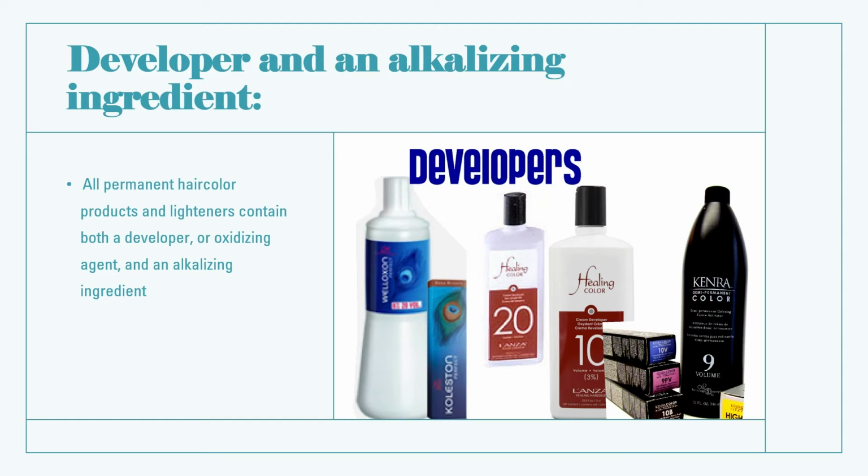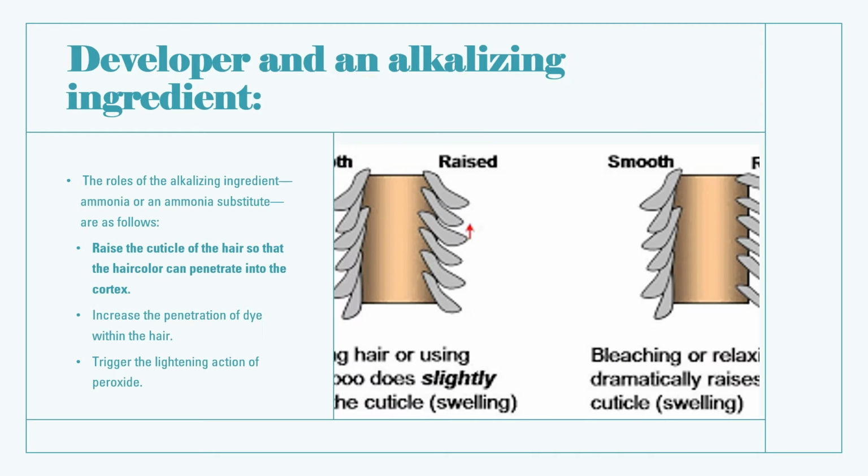Developer and the alkalining agent. All permanent hair color products and lighteners contain both a developer, or oxidizing agent, and an alkalining ingredient. Developer, an oxidizing agent or catalyst, as we learned, and the alkalining agent. The roles of the alkalining agent, ammonia and ammonium substitutes, are the following.